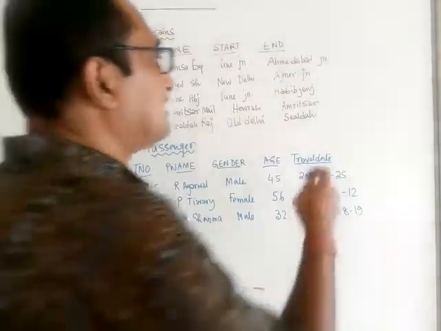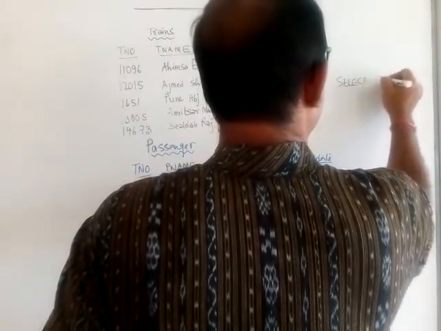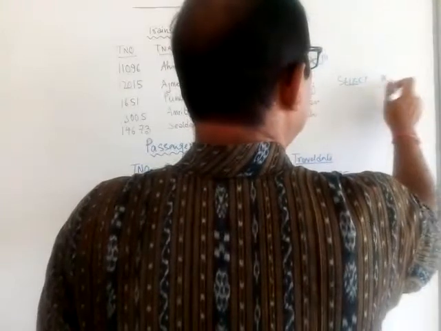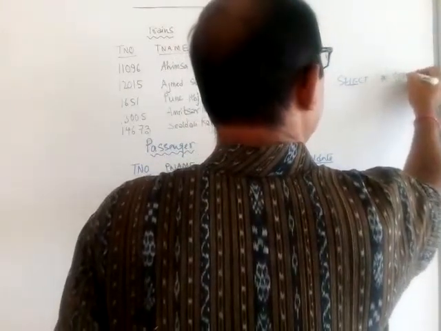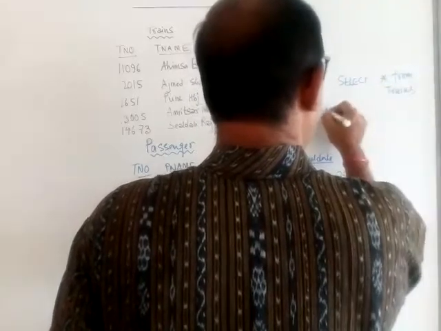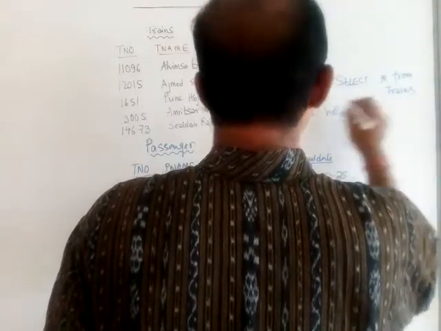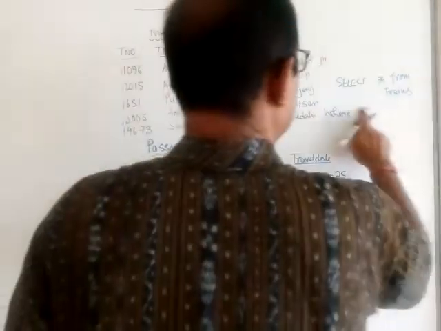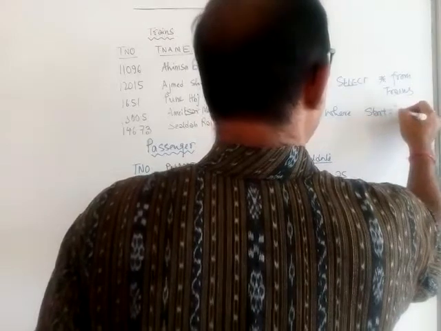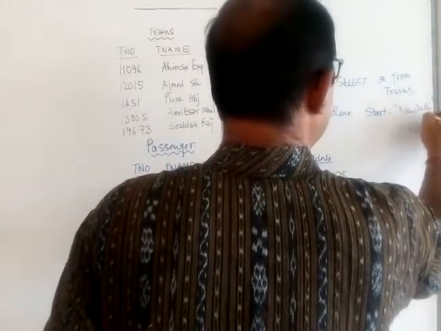We will write select start, because for details they did not mention any column name. Select start from trains where start equal to New Delhi. The field name here was start, not city. Fine? This is a very simple case.